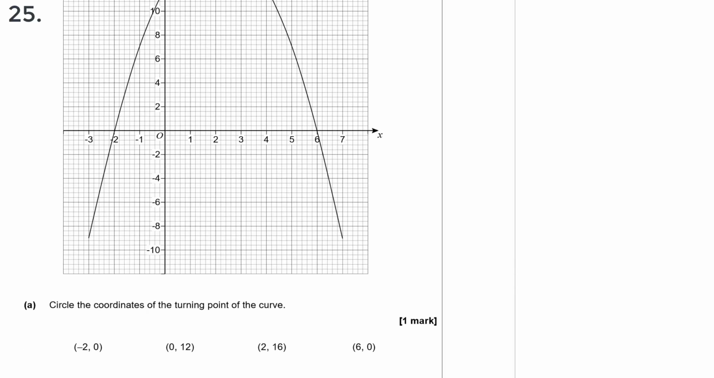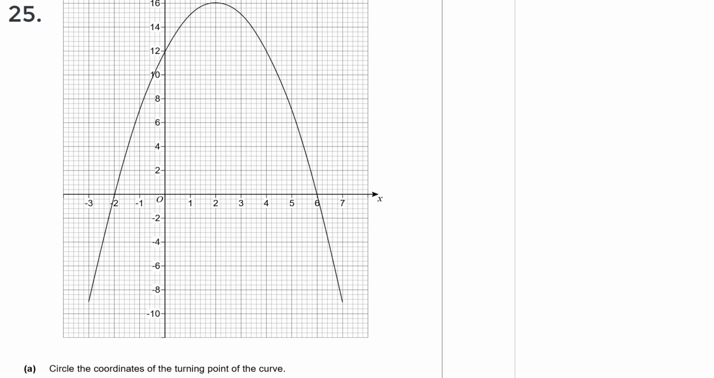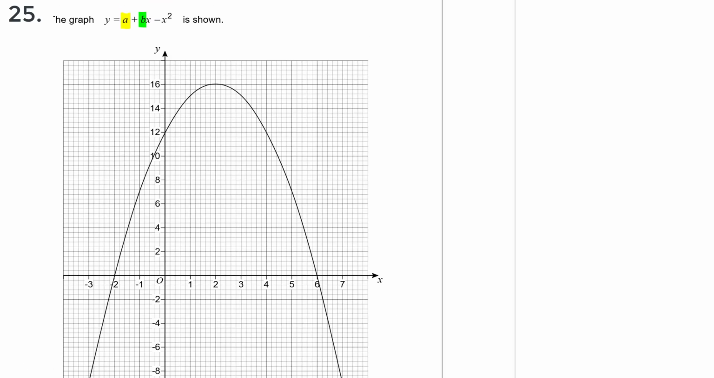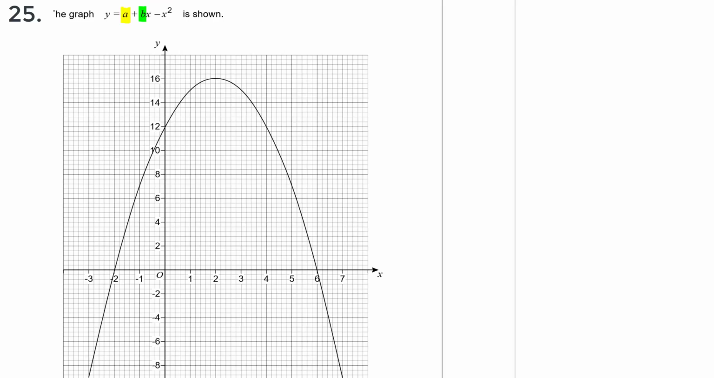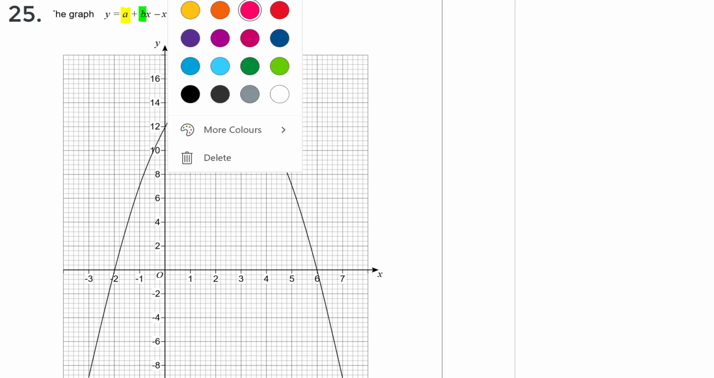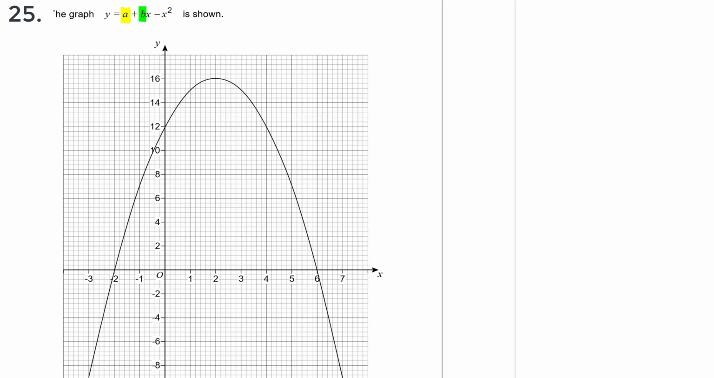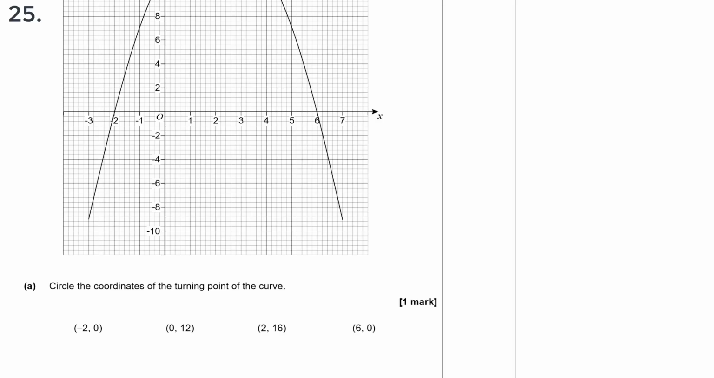A says circle the coordinates of the turning point of the curve. So the turning point of a quadratic curve is going to be its highest or lowest point. Which is going to be this point here. That's got coordinates 2, 16. So circle the coordinates of the turning point of the curve. Well, 2, 16.